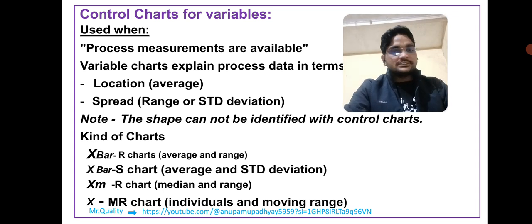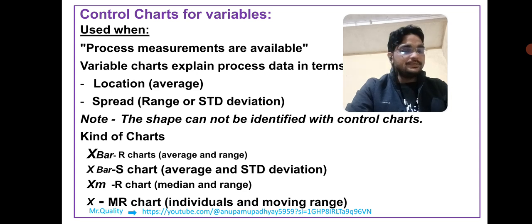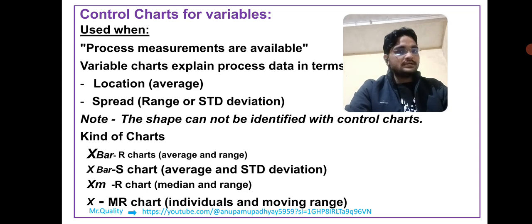The kinds of control charts: first is the X bar R chart, as already explained, the average and range chart. Then the X bar S chart, that is the average and standard deviation chart. The X median and R chart, the median and range chart. And the last one is the XMR chart, the individual and moving range chart.